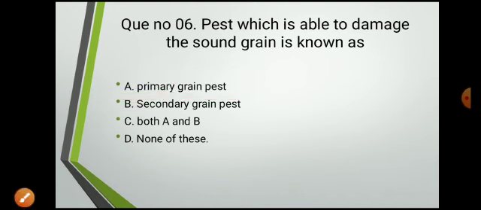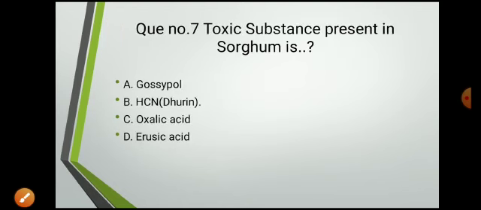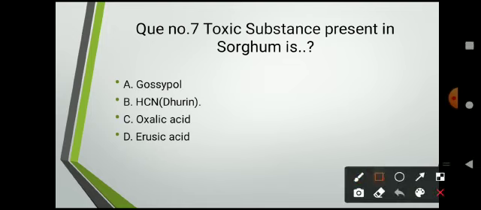Next question number 7. The toxic substance which is present in sorghum is, and the options are gossypol, HCN, oxalic acid and erucic acid, and the correct answer is option B, HCN, that is dhurrin. It is the toxic substance which is present in sorghum.